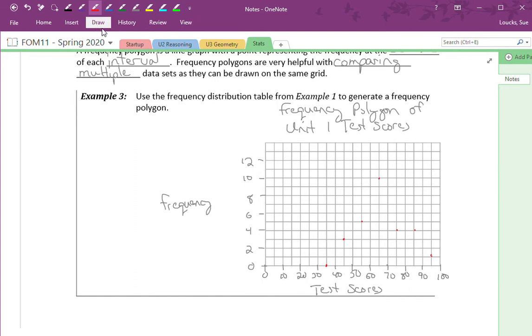And then I connect those with a line. Yeah, there's the line. Okay, I will just draw a line, but I do want you to use a ruler for this, okay?